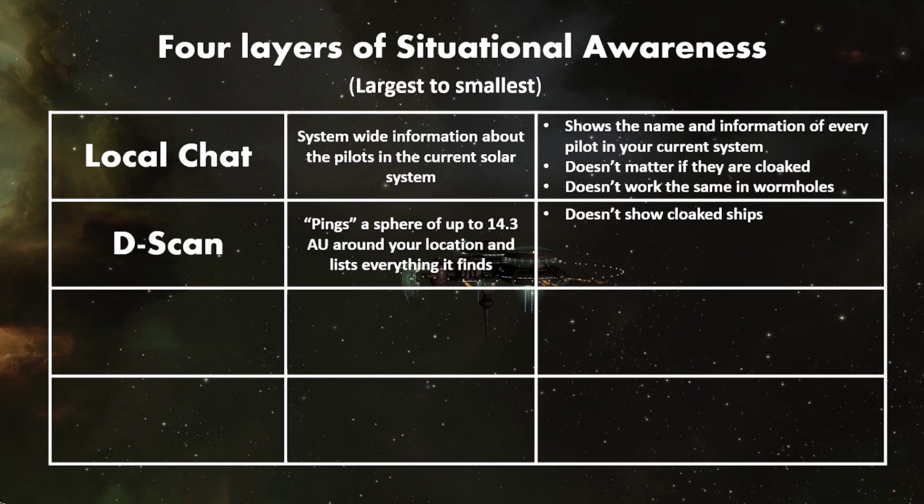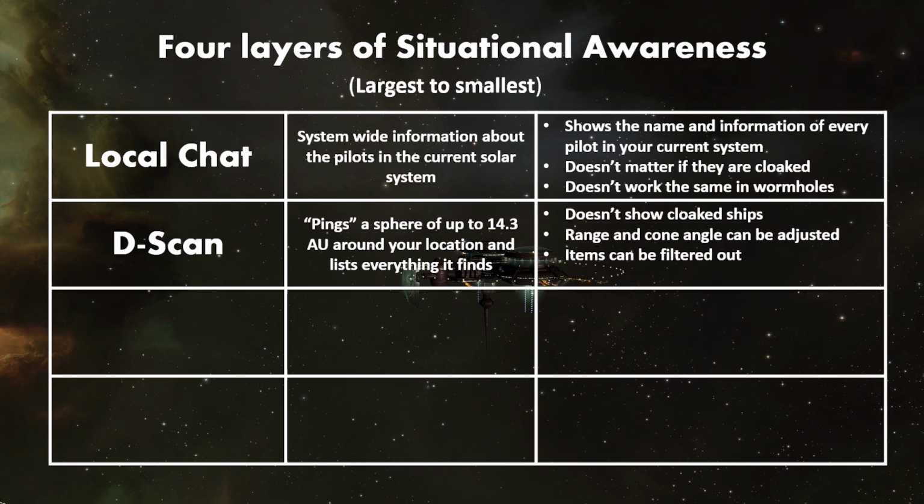So if there's a cloaked ship sitting right beside you or somewhere within that sphere, it will not show up on D-scan. It doesn't have to be a 14.3 AU sphere. You can adjust the range of that sphere. You can also change it, narrow it down to a tight beam of up to 5 degrees. So it could be like a cone that you're just pinging out, just saying, just show me what's in this little cone. So we'll take a look at that shortly.